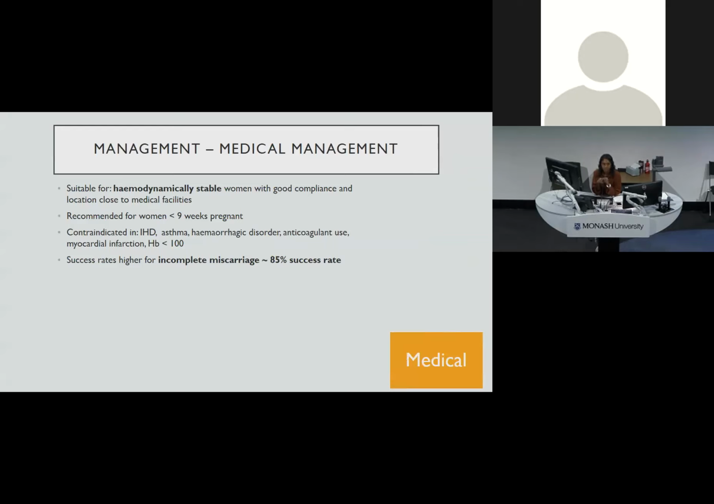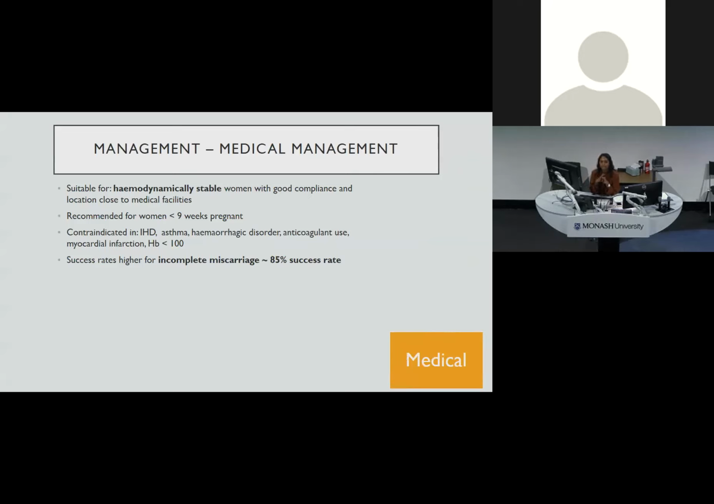There's a subset of women that you can't give medical management to, and that's for anyone who has ischemic heart disease, asthma, hemorrhagic disorders or anticoagulant use, just because the medication can propagate bleeding. So if you tend to bleed, generally you don't want to give them a drug that's going to cause them to bleed further. Any history of having an AMI, or if they've got a low hemoglobin, just again, because they might be bleeding significantly, you don't want to push them into needing a transfusion or anything like that.